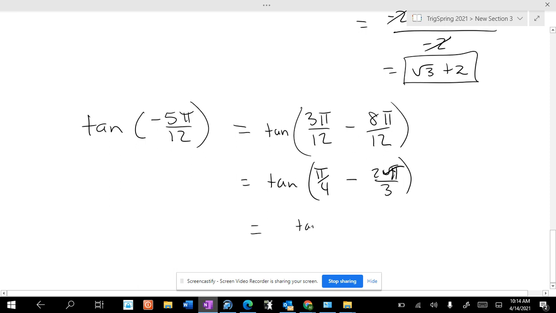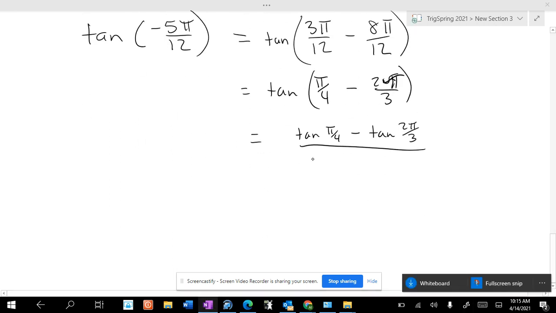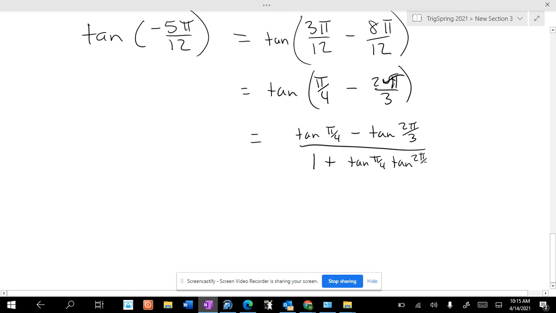So it's the tangent of pi over 4 minus the tangent of 2 pi over 3 over 1 plus tangent of pi over 4 times tangent of 2 pi over 3. Tangent of pi over 4 is 1. Tangent of 2 pi over 3 is negative square root of 3. Well, if we have minus a negative, that's plus a positive, over 1 plus 1 times negative square root of 3.